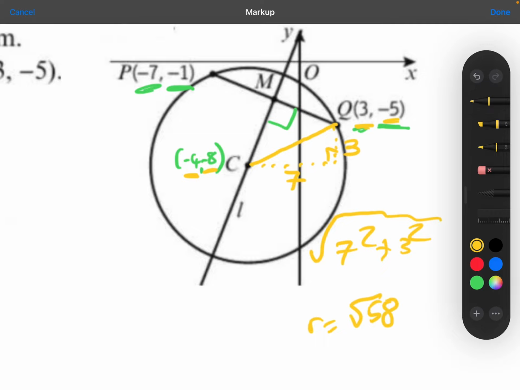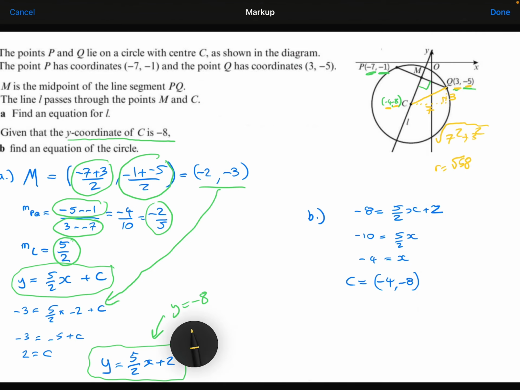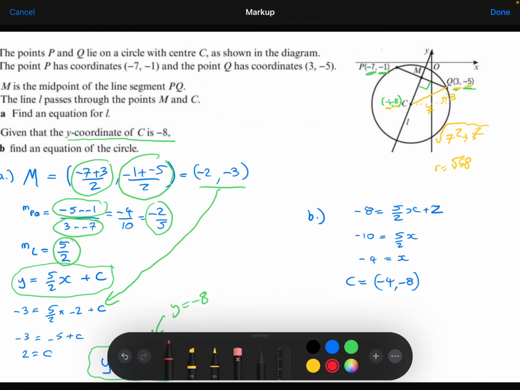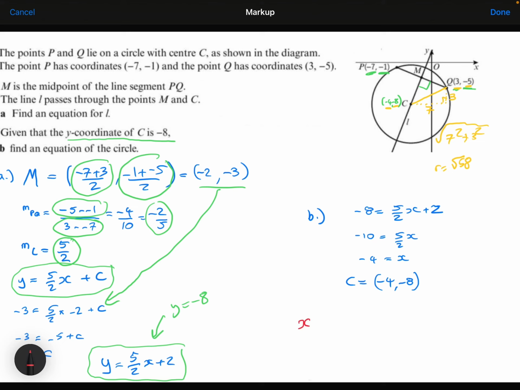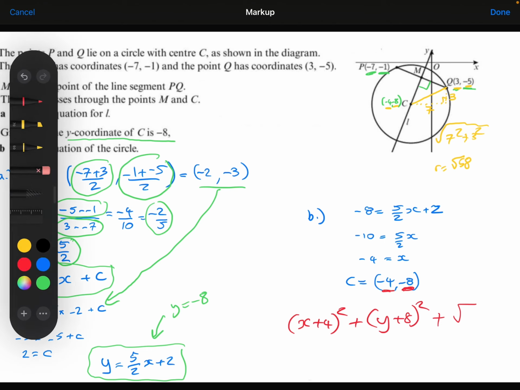So the radius of the circle is root 58, and I can now say that the equation of my circle is (x minus 4) squared plus (y minus 8) squared equals the radius squared. So equals root 58 squared, where the square root and the squared cancel out and I just get 58. So that is the equation of that circle.